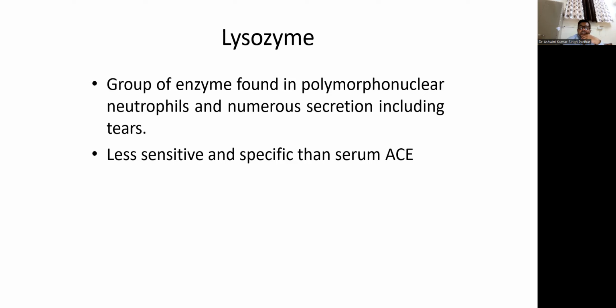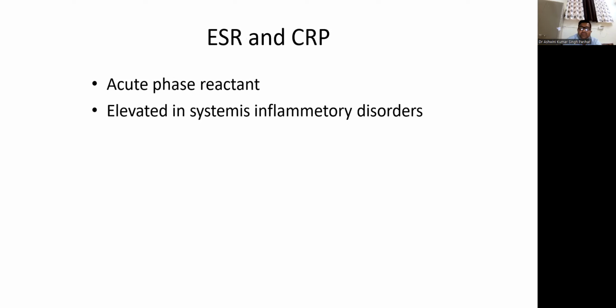Lysozyme is a group of enzymes that is found in polymorphonuclear neutrophils and numerous secretions, including tears. It's less sensitive but more specific than the serum ACE. It's considered more specific than the serum ACE, especially in sarcoid and tuberculosis, because it causes lysis of the organism.